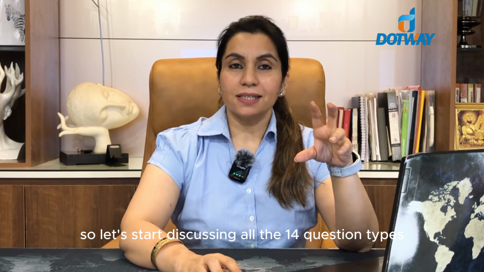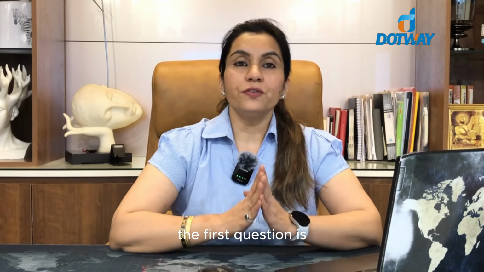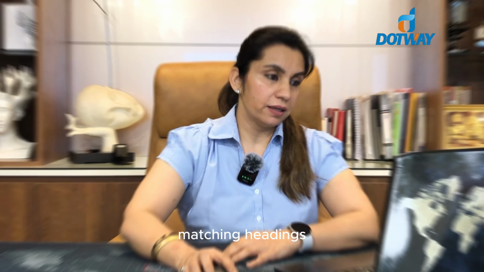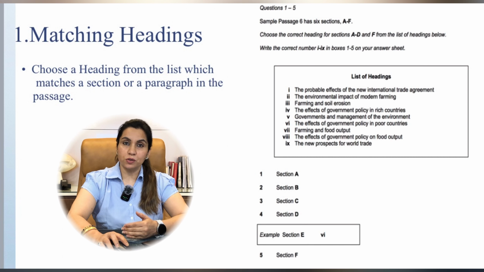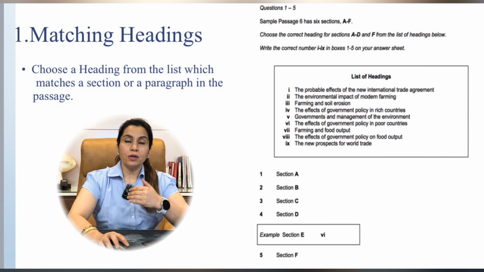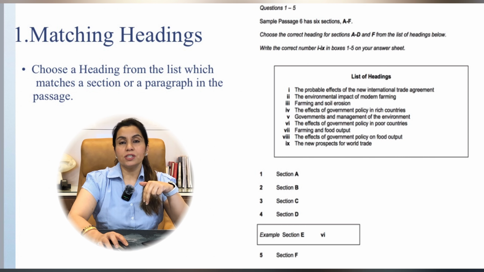So let's start discussing all the 14 question types. The first question type is matching headings. In this question, a list of headings will be given to you and some questions will also be there. So you'll have to match which heading will fit into which paragraph. And normally in this type of question, the number of headings is more as compared to the options or the paragraphs that will be there. So you will need to check which heading matches which paragraph.